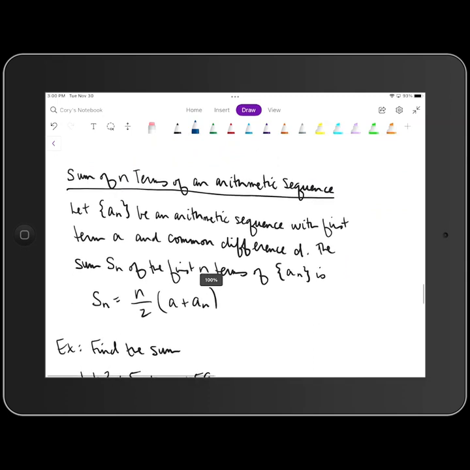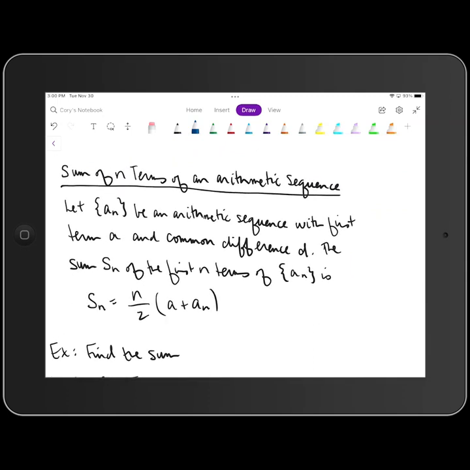Okay, so let's move on to our next topic. And our next topic is to find the sum of n terms of an arithmetic sequence.